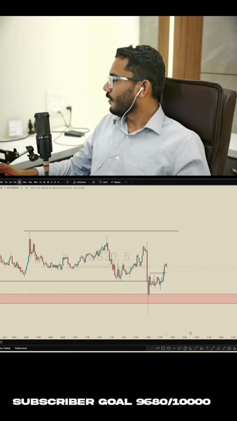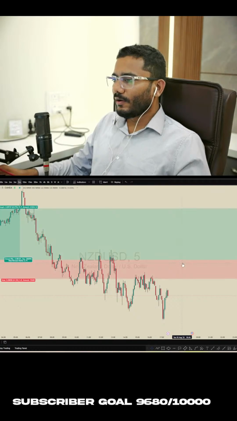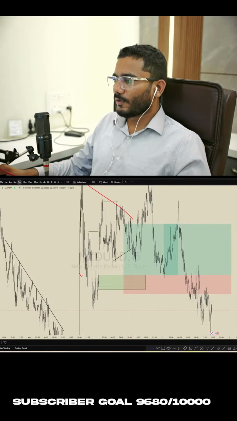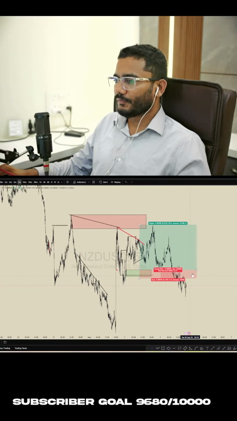So yesterday, AUD USD also played out. Yes, but it did not hit my take profit. I was waiting for price to hit the next high, like this next high. It went out to 1:4. My target was to the upside.